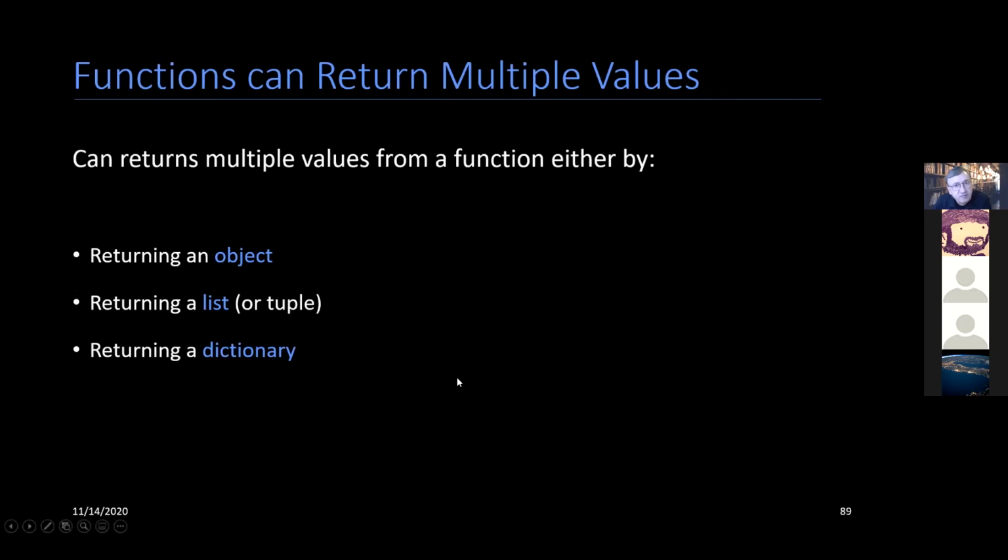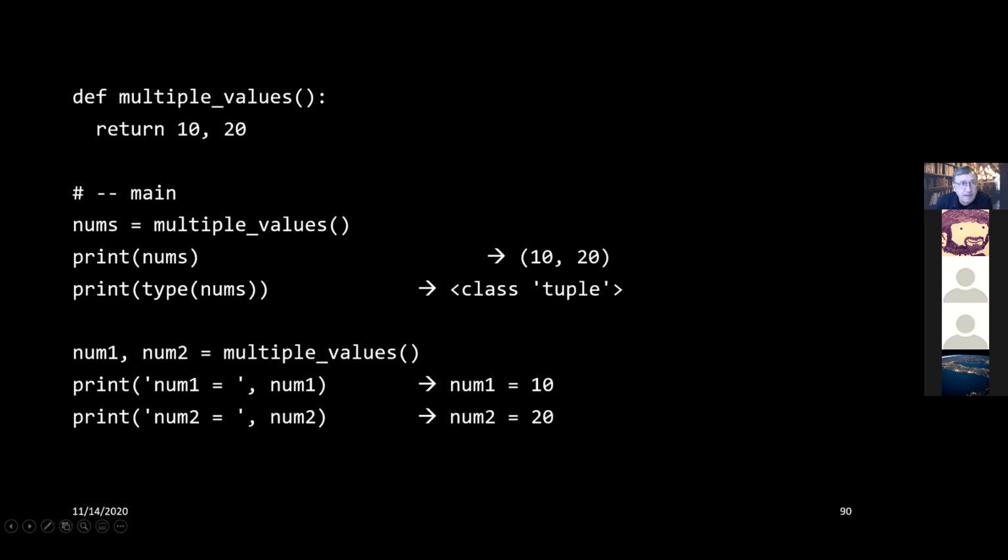You can return from a function a single value or multiple values. I can write a function that returns 10 and 20, both of those values. Well, remember, we can have multiple assignments at once. So I can say num1 and num2 simultaneously get assigned to the 2 values that come back from the function.